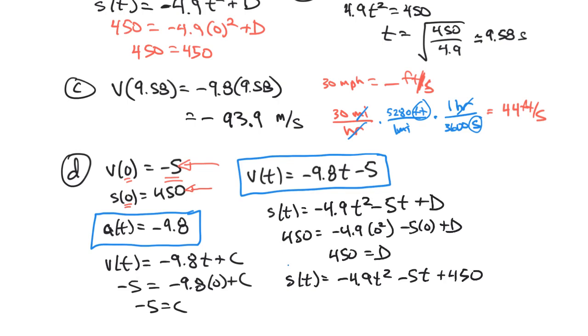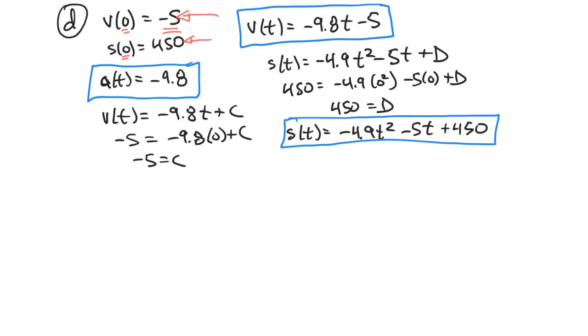So here is our new improved position formula. So part D says, how long does it take to reach the ground? Well, it will reach the ground when this position is 0, right? When this is 0. So we just have to solve. We set this equal to 0 and solve. So to answer the question, we basically have negative 4.9t squared minus 5t plus 450 equals 0. So this is more work than the other problem because we have this term here.